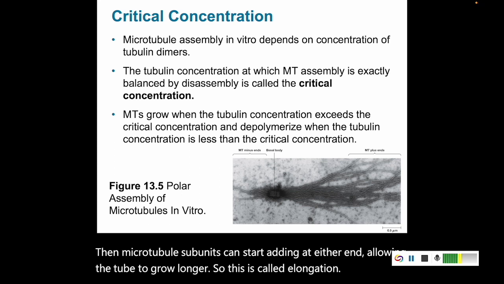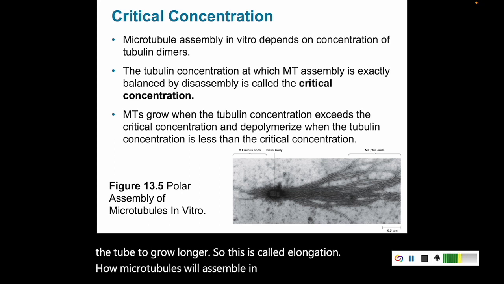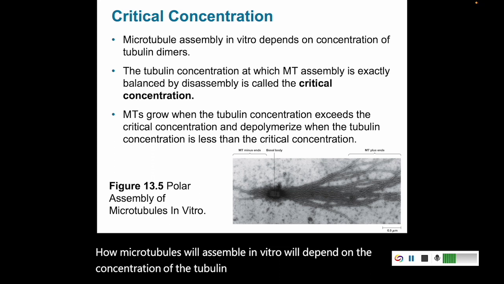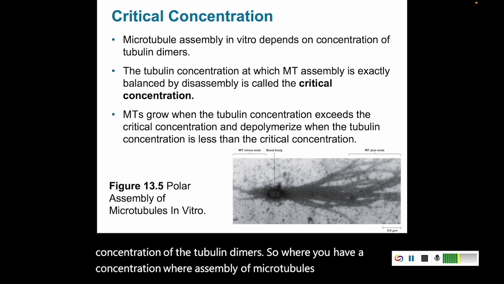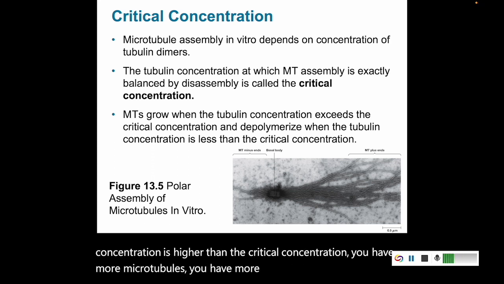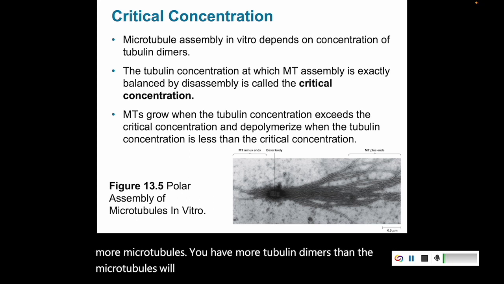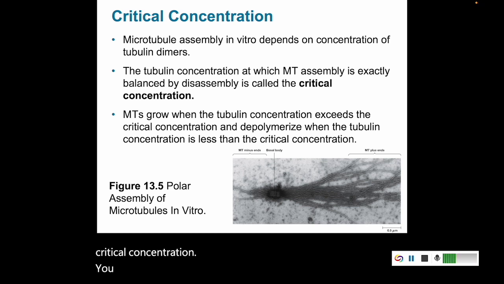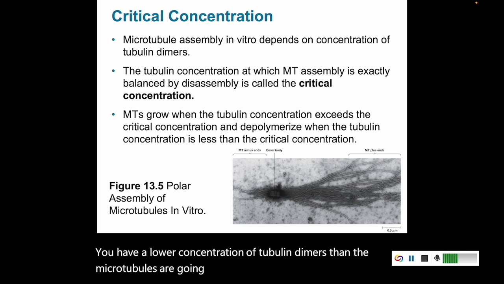How microtubules will assemble in vitro will depend on the concentration of the tubulin dimers. So where you have a concentration where assembly of microtubules and disassembly are balanced, that's called the critical concentration. If the tubulin concentration is higher than the critical concentration, you have more tubulin dimers, then the microtubules will grow. And if the concentration is below the critical concentration, you have a lower concentration of tubulin dimers, then the microtubules are going to depolymerize.